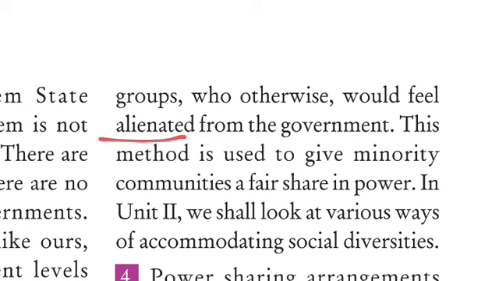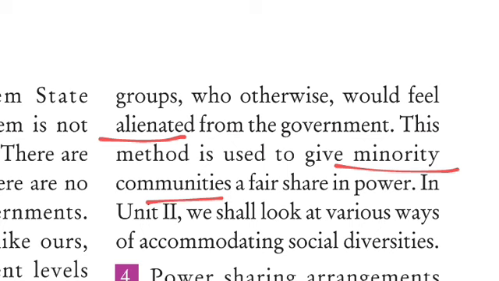This method is used to give minority communities a fair share in power. Right? This was the third point. What was the first point? Horizontal distribution of power among different organs of the government: legislature, executive, and judiciary. And it is also known as check and balance, right? In the second form we read about vertical division of power, also known as federal division of power: central, state, and local, and as we move downwards power decreases. And in the third point, power is shared among different social groups, like on religious and language basis.